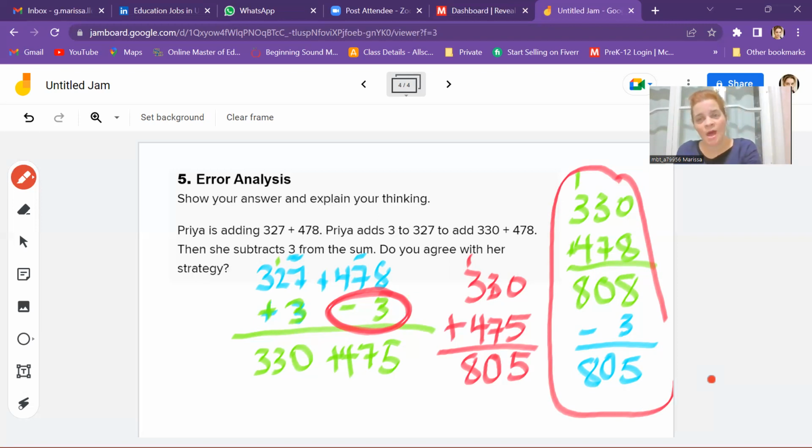Obviously, she's going to have to subtract 3 somewhere else. Okay? Because she added 3 here, she will have to subtract 3 somewhere else. Because once you add 3, you have to subtract 3. And that's why it works. Okay? All right.